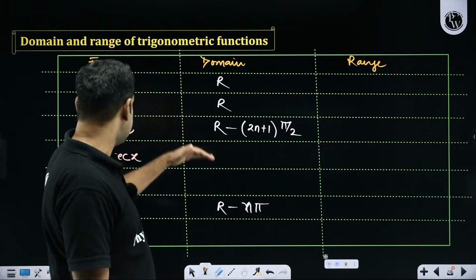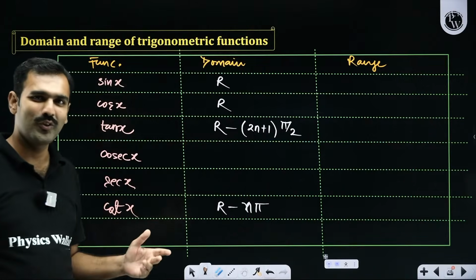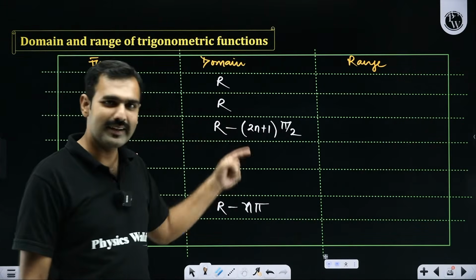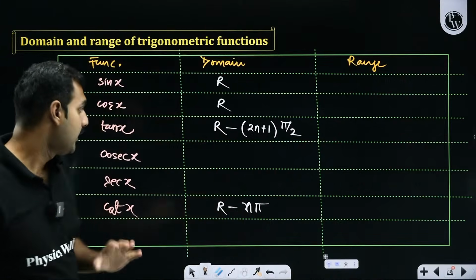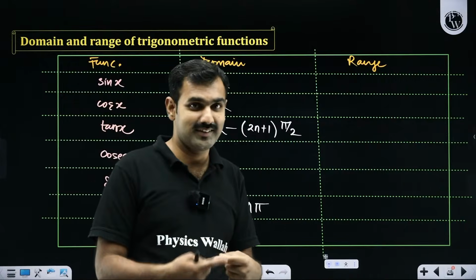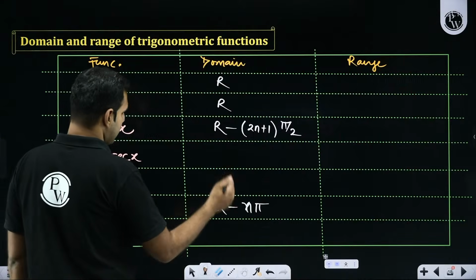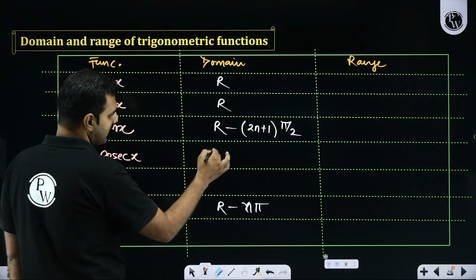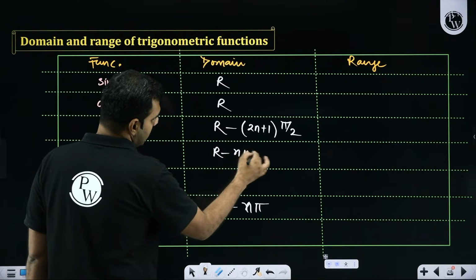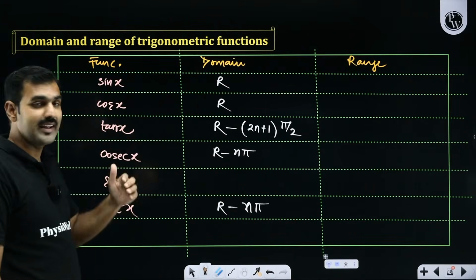What about sec and cosec? I think sec and cosec are also well defined, but they behave a little like tan and cot. Why? Because cosec is the reciprocal of sine. So wherever sin x is 0, cosec will not be defined. When do you see sin x to be 0? Here. So cosec and cot are behaving the same. So cosec is also R minus n pi. Sec is like tan, because whenever cos is 0, sec and tan are not defined.